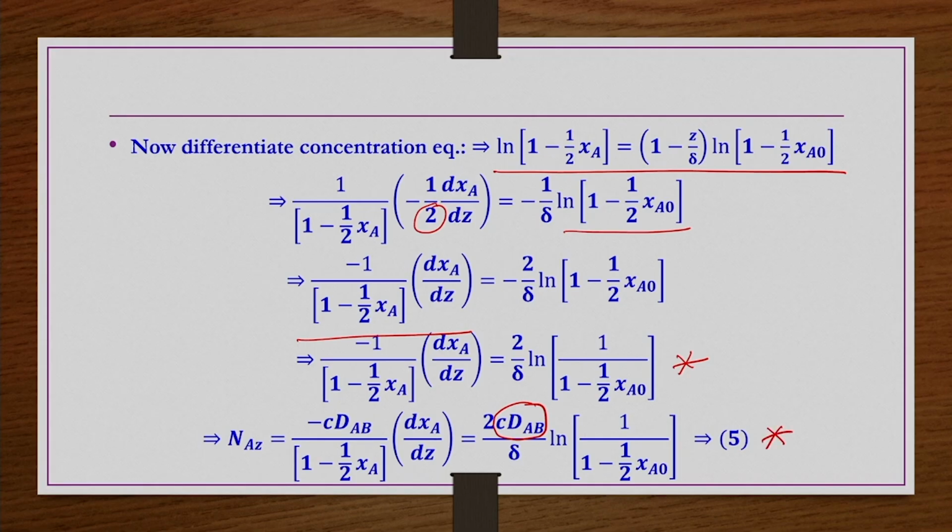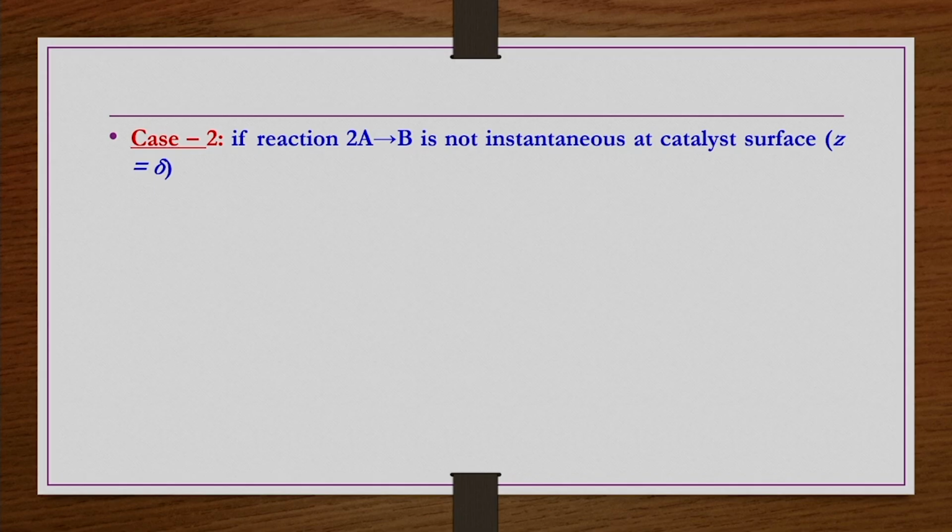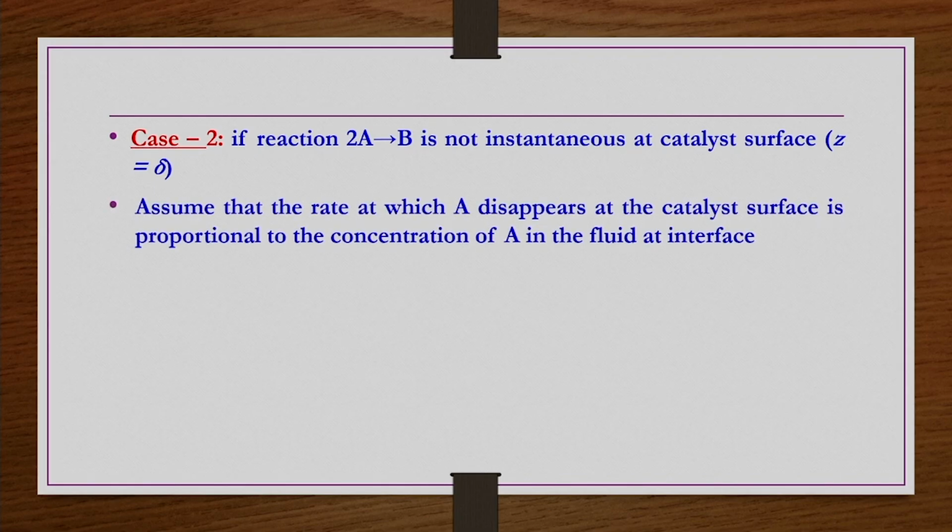This is the case where the reaction is instantaneously occurring, an irreversible instantaneous reaction. But in general we may not always have such a reaction. So, what we do now, we take a case where 2A tends to B is not instantaneous at the catalyst surface at z equals delta. For that, assume that the rate at which A disappears at the catalyst surface is proportional to the concentration of A in the fluid at the interface. So, that is NAz is equal to k1 double prime CA, that I can write as k1 double prime C xA.